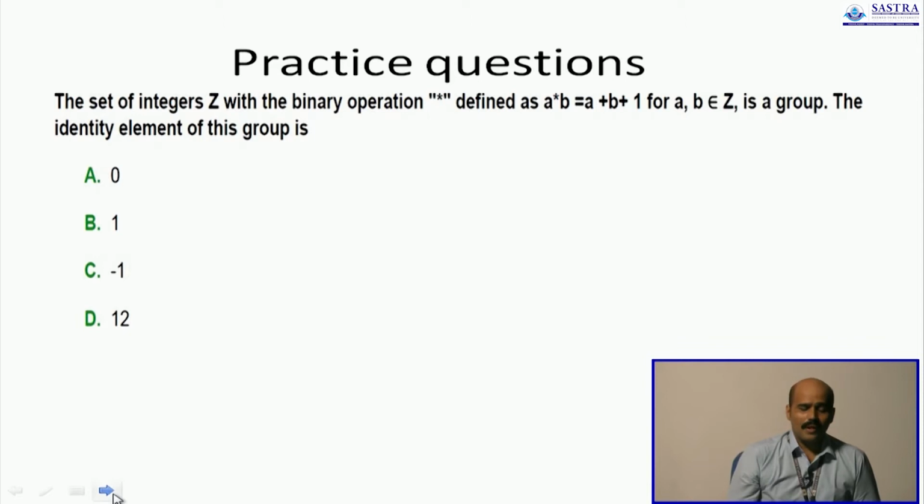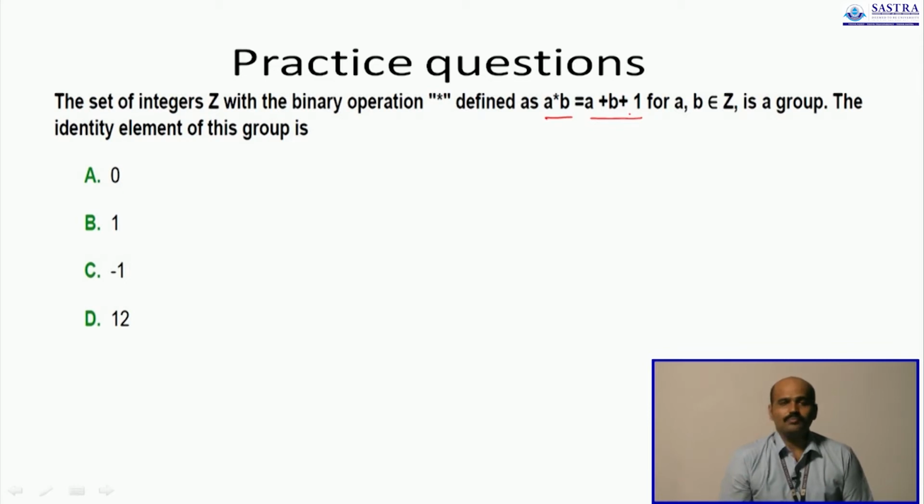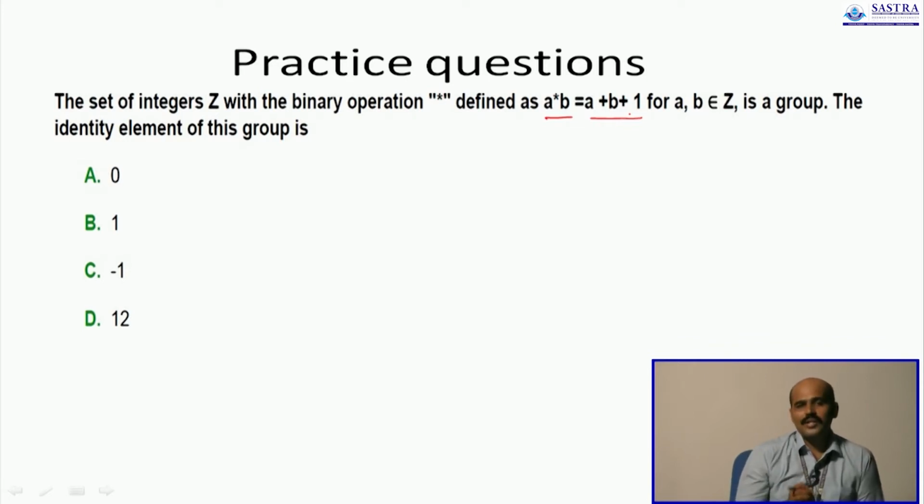The second question: we have a different operation given. The set of all integers with the binary operation star, where a star b is a plus b plus 1, is a group. The claim says that this is actually a group, and we are supposed to find the identity element. Now we know that for addition 0 is the identity element, but here even though what is performed is addition, it is not exactly addition. It is a plus b, and to this you add a constant 1. Now we are trying to find the identity element of this group.